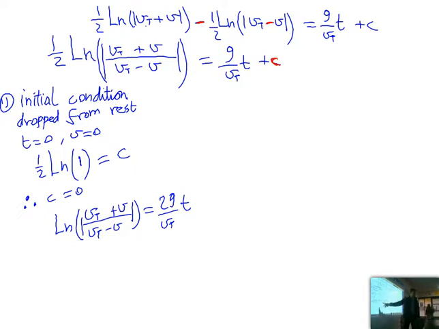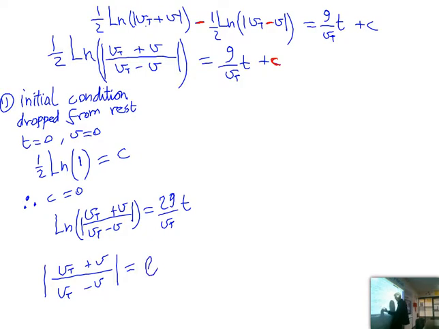So, what do we get next? Let's keep going and solve for velocity. Now, we're going to think a little bit more carefully about the situation involving the modulus. So keep the modulus for now. The modulus of that fraction is then e to the power of 2g on Vt times time.